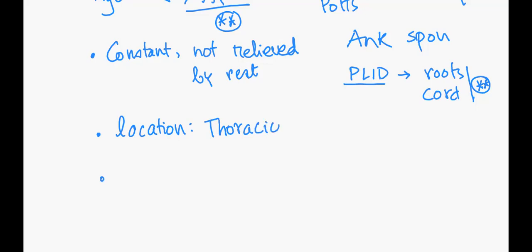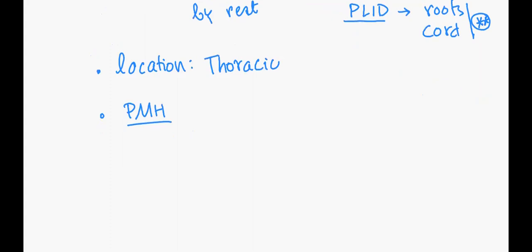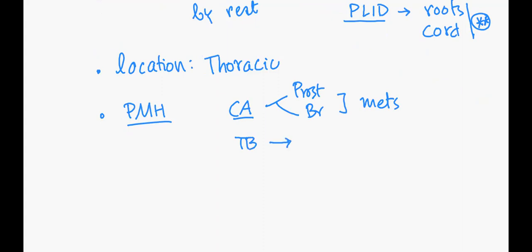Next history is the past medical history. So there are some risk factors, and if those risk factors are present, then they can indicate a sinister cause. So if there is a history of cancer, such as in case of male, a history of prostate cancer, in case of female, a history of breast cancer, then this might suggest a metastasis. Next, tuberculosis. If someone has a history of pulmonary tuberculosis, this might indicate the patient has developed tuberculosis of the spine, also known as Pott's disease.